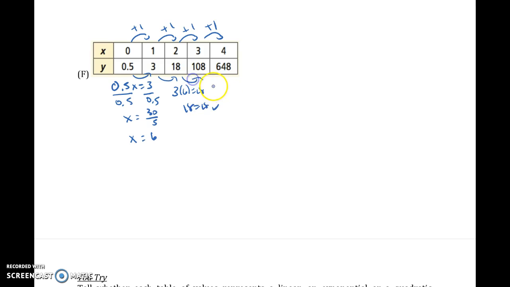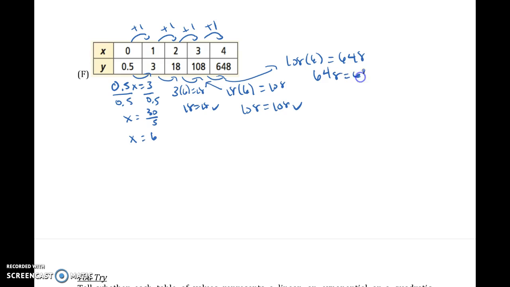Yes. Then I want to check this one. 18 times 6, does that equal 108? Well, 108 does equal 108. Yes. And finally, this last check, 108 times 6, does that equal 648? And trust me when I say yes, it does equal 648. So that's how I know this is exponential, because I multiplied every y by 6.